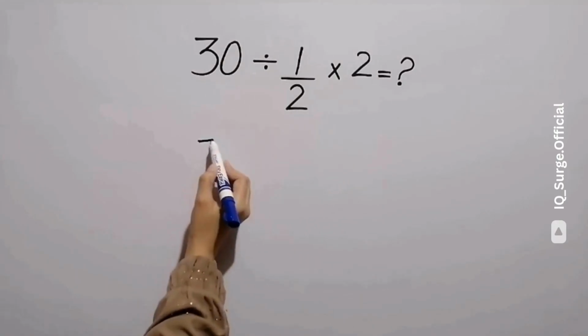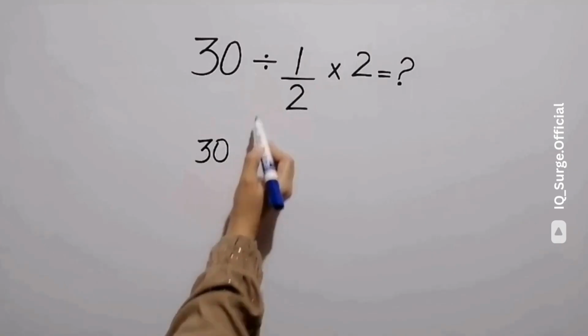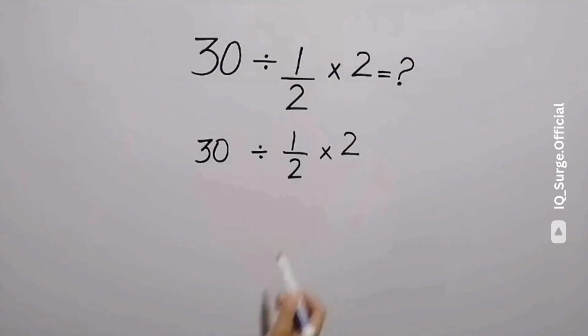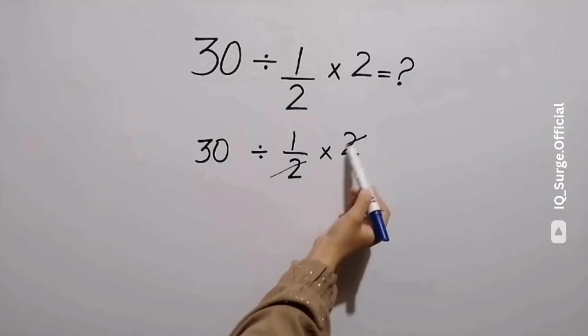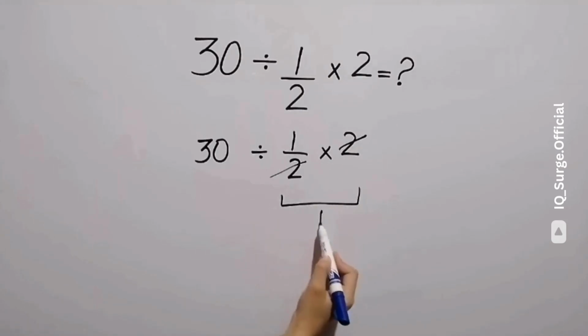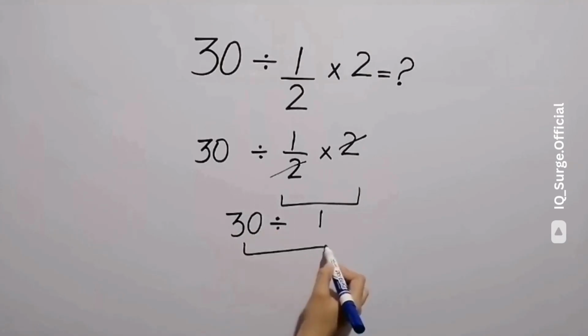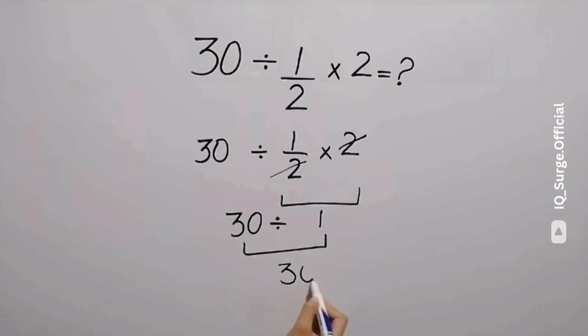Today we're solving a problem that looks simple, 30 divided by 1 over 2 times 2. First, look carefully at the expression. 30 divided by 1 over 2 times 2. Many people try to cancel the 2's, which gives us 1. And 30 divided by 1 ends up with 30. But that answer is incorrect.